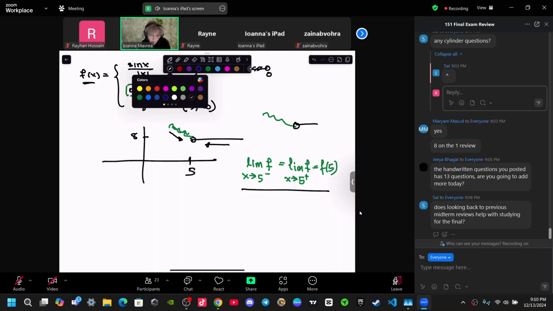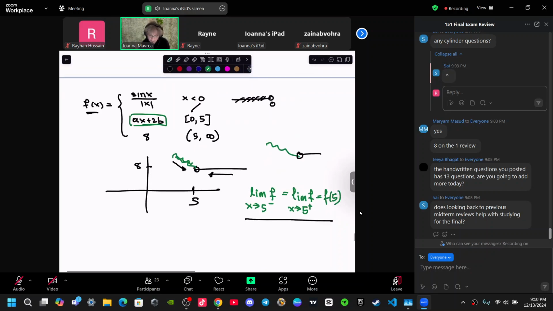If I'm going from the left side, if x is less than 5, then I'm here. So my f is this function. So the limit as x goes to 5 from the left, the f I need to plug in is ax plus 2b.